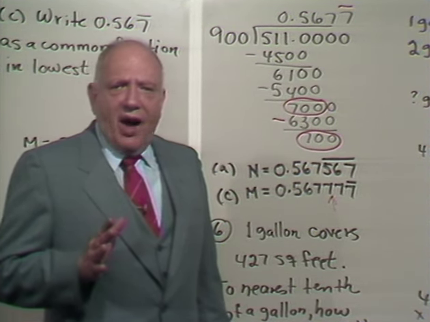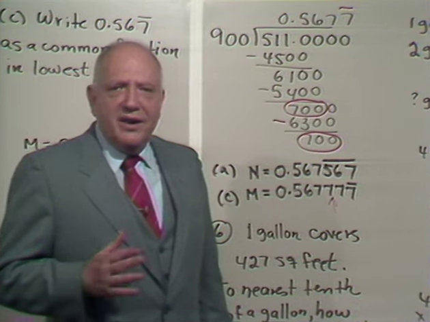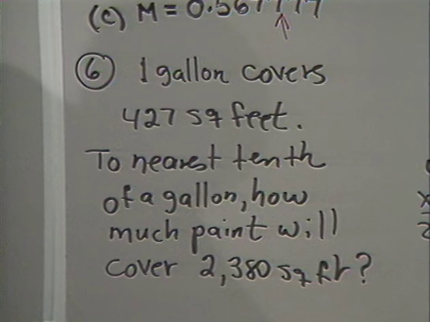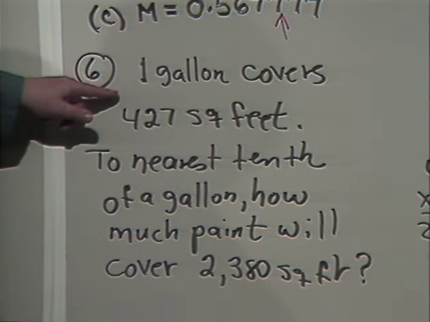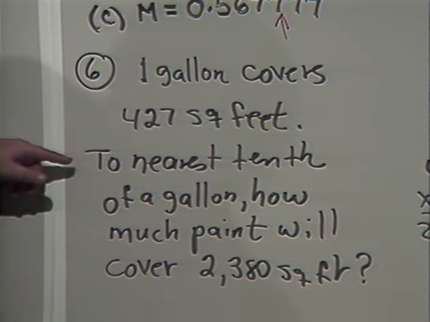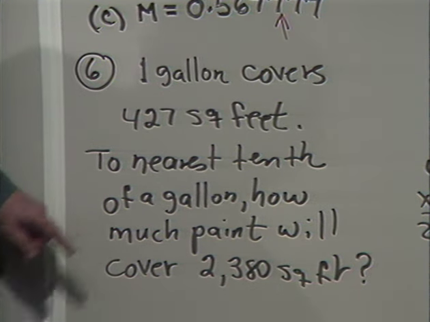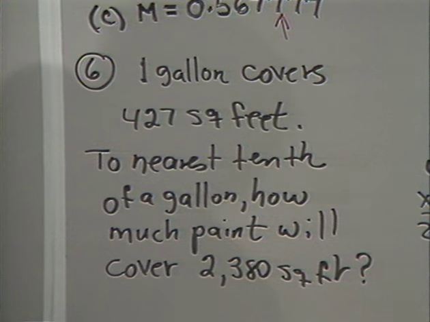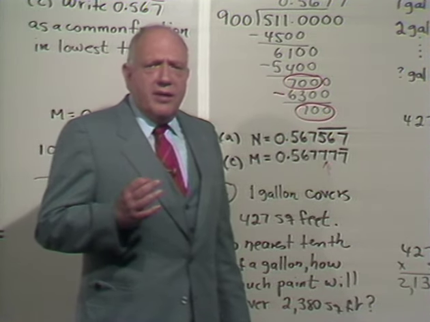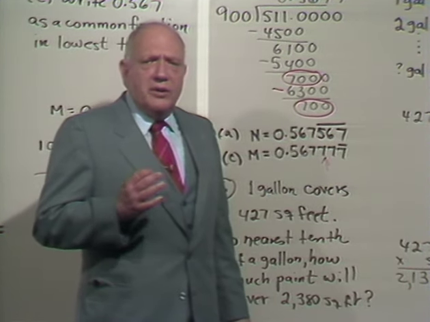That even if you have a calculator, if you don't understand the wording, you're not going to be able to solve the problem. Basically, in problem number 6, we're told that a gallon of paint covers 427 square feet. And we're then asked that to the nearest tenth of a gallon, how much paint will we need to cover 2,380 square feet? I threw this wording in on purpose to show you that if you understand what you're doing, you don't even have to know what the label means.